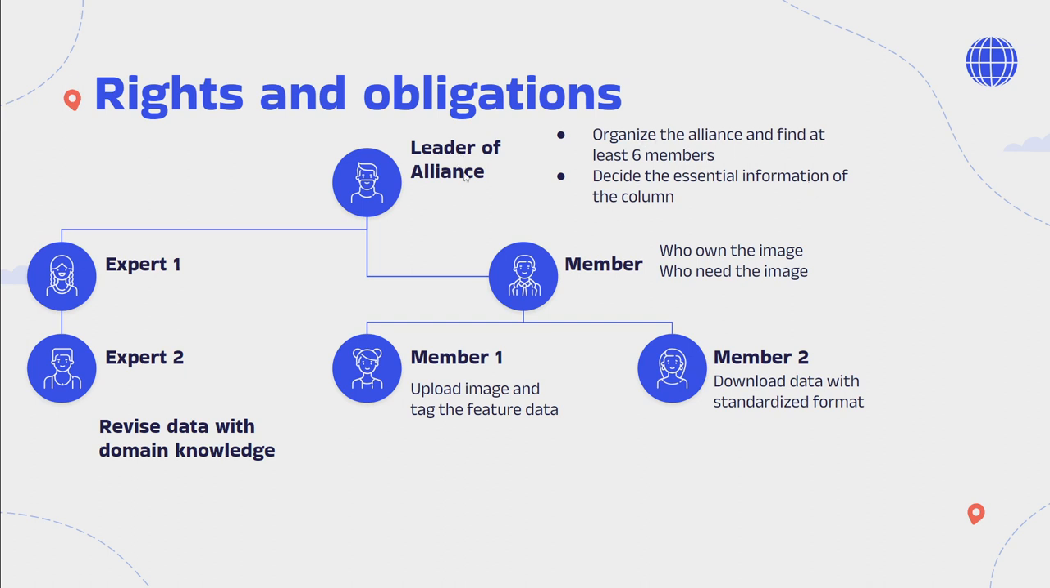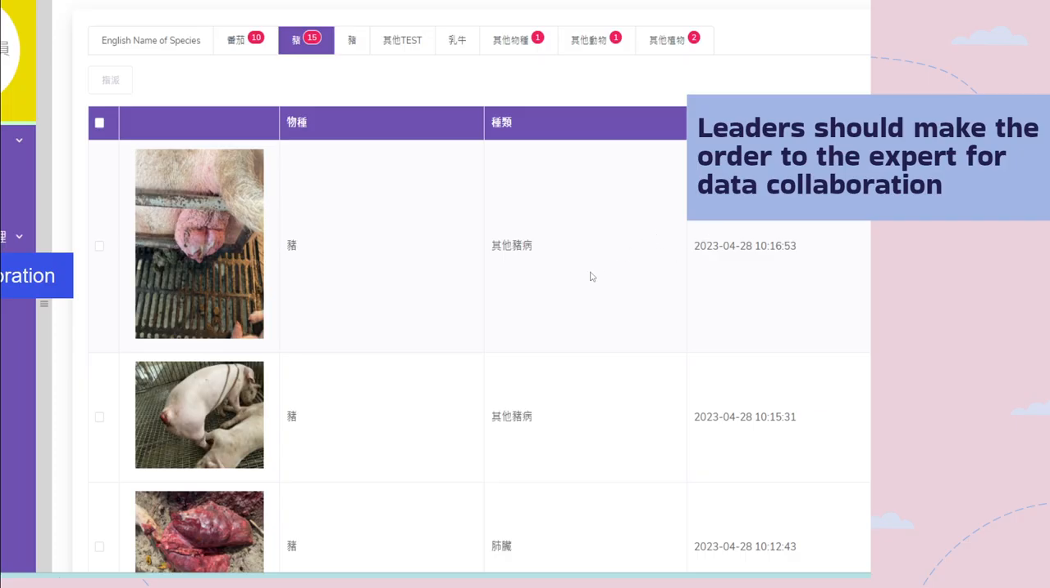And the leader of the alliance has the authority to decide the essential information of the columns for the photos. The leader of the alliance should organize the alliance and find at least six members. And also the leader, 我们讲盟主, can decide which photo should be sent to which expert. So that's the example.